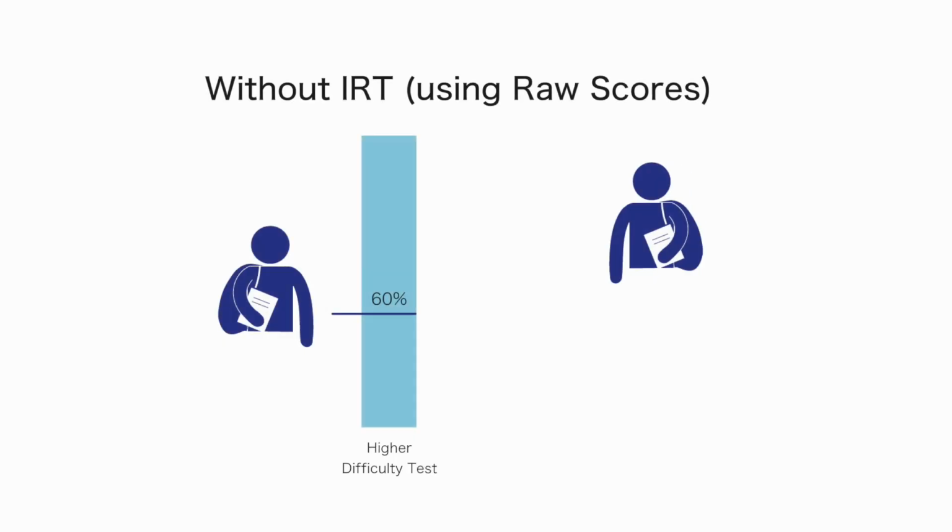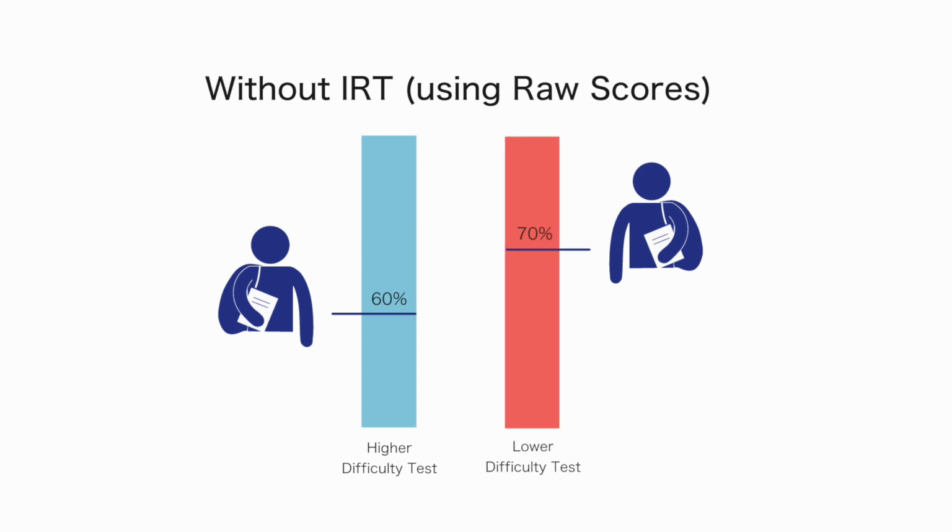If the test had included different items, would the student still have scored 60% correct? There's no way to know because raw scores don't tell us anything about a student's underlying ability or how the student would have performed on similar items. What if the student scored 70% correct on the next test? Did their ability increase, or was the second test just easier? You can see how it would be easy to misinterpret raw scores, especially when trying to measure student growth across different tests.